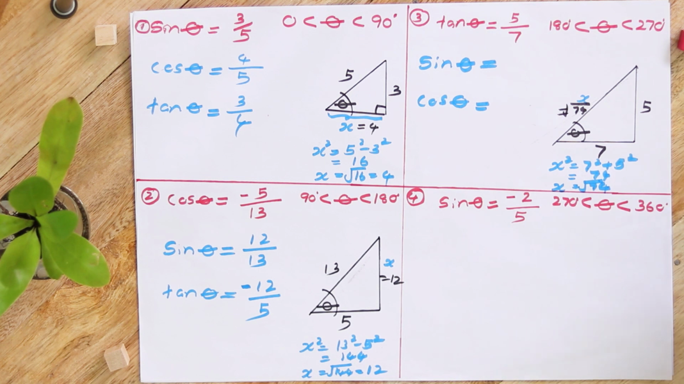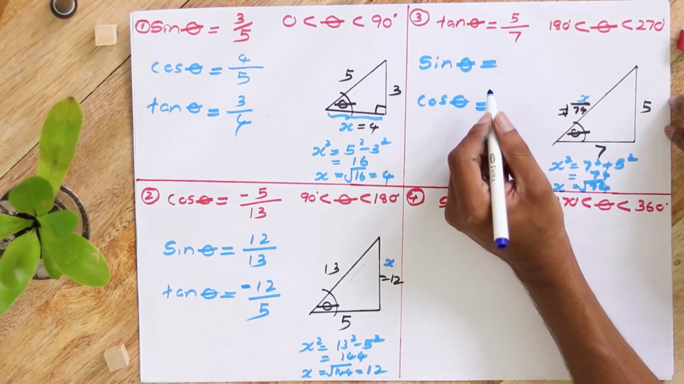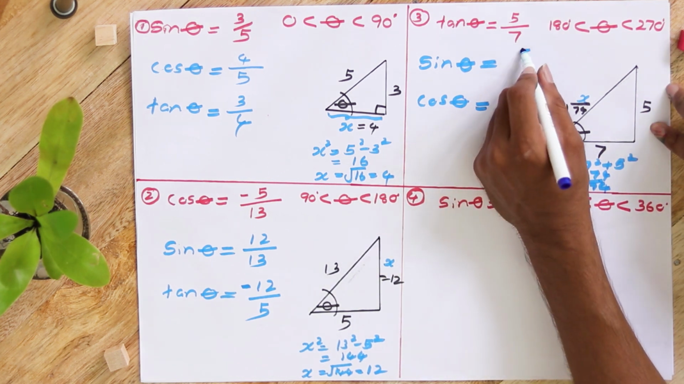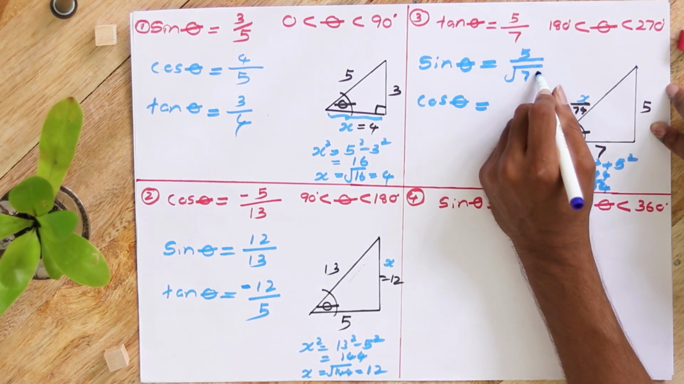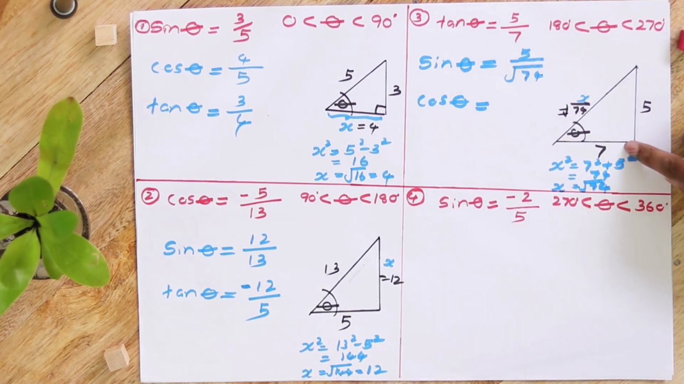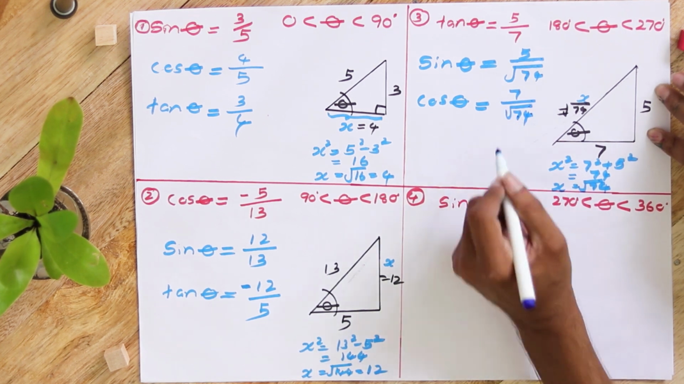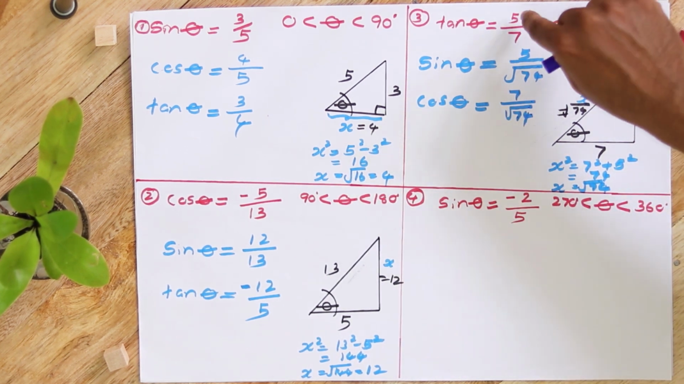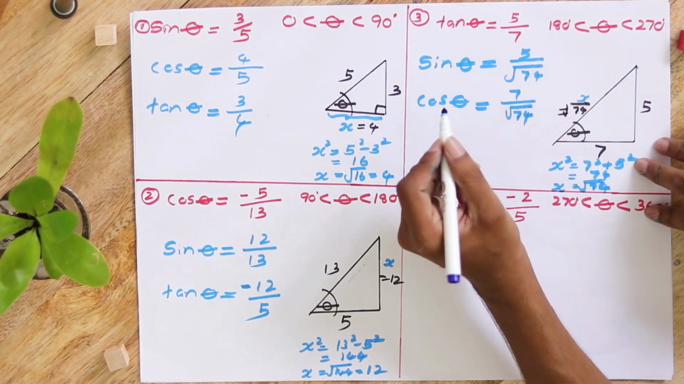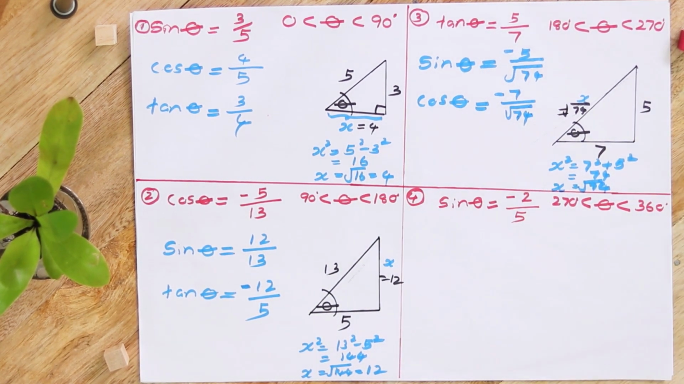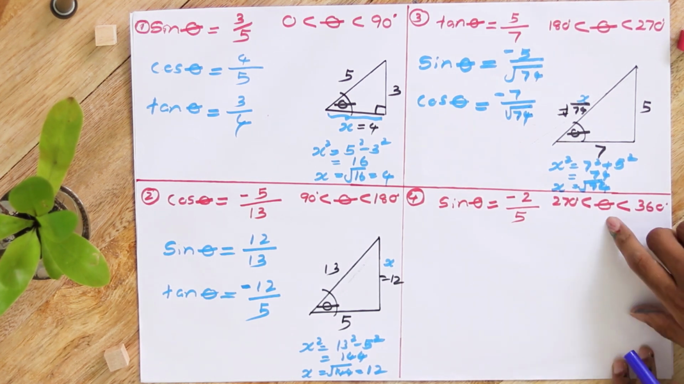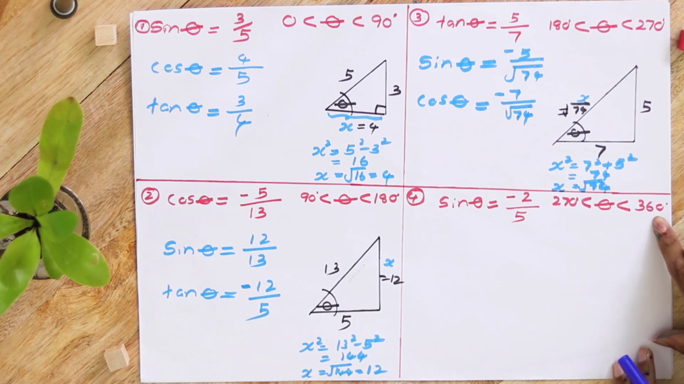Then sine theta will be opposite side over hypotenuse, which is 5 over root 74, and cos theta will be adjacent over hypotenuse, which is 7 over root 74. But remember, this is the third quadrant, only tan can be positive, so sin theta and cos theta will be negative answers. Finally, the final problem, sin theta is given as minus 2 over 5, theta between 270 and 360, which means this is the fourth quadrant. Remember, only cos can be positive.